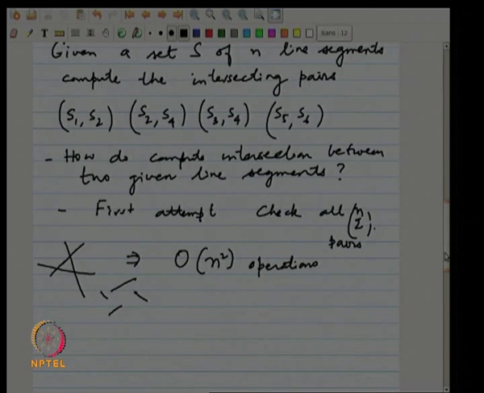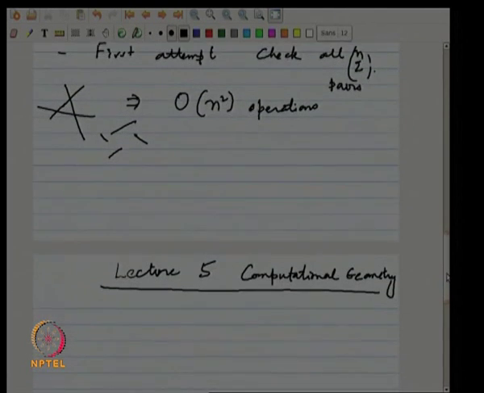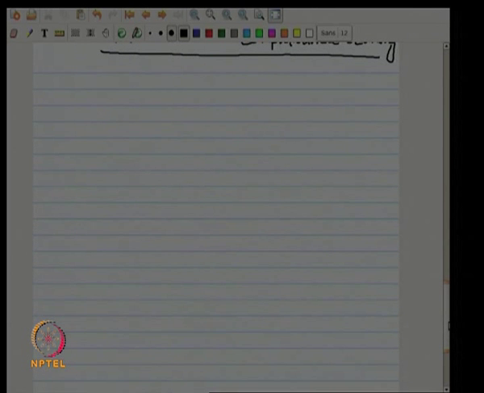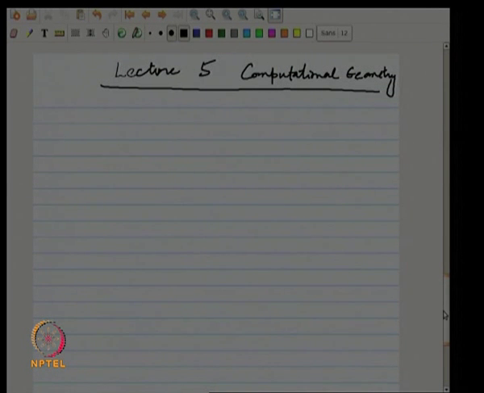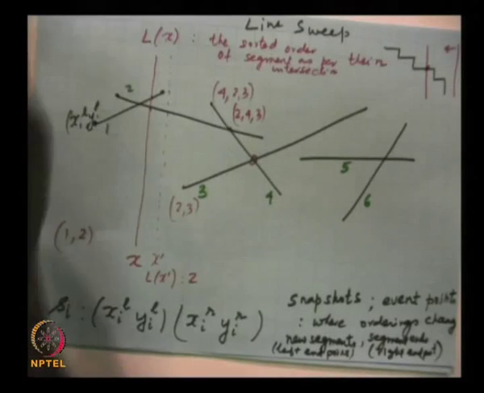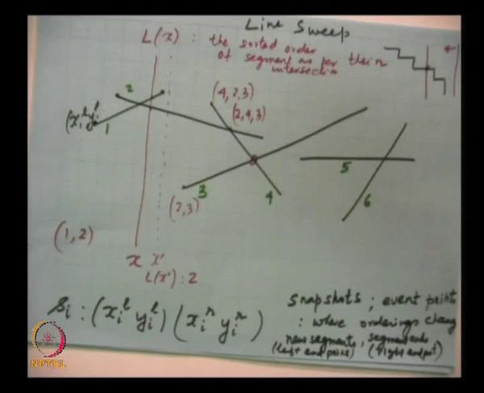The order n square algorithm is rather trivial and straightforward, but it's kind of an overkill for the situation where you have very few intersections, right. So, for that we developed this technique where we do the line sweep. Just going back to yesterday's example.